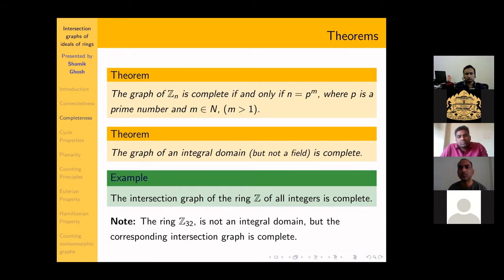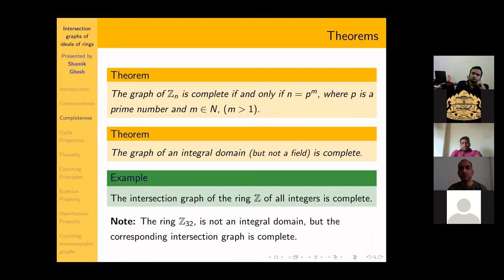Next, a very interesting theorem is that every integral domain which is not a field gives you a complete graph. Which is not a field, because if you consider a field, we cannot construct the intersection graph, since the vertex set will be void. In a field you have no non-zero proper ideal, only the zero ideal and the whole field are the ideals. So the vertex set becomes empty. So integral domains which are not fields give complete graphs.